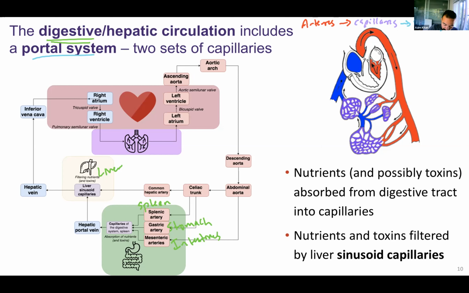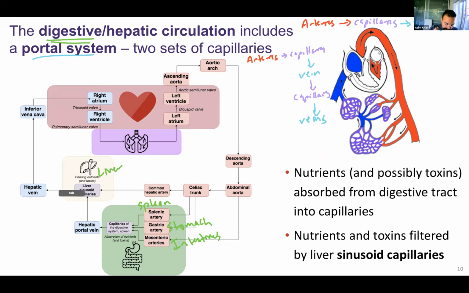So in this case, we go from arteries to capillaries, to a vein, to capillaries again, and then to vein again. So there's two sets of capillaries in this pathway. That's what makes this a portal system. That's what makes this a bit unique. What's the reason for this portal system? Let's take a look. Pay attention to the schematic first.